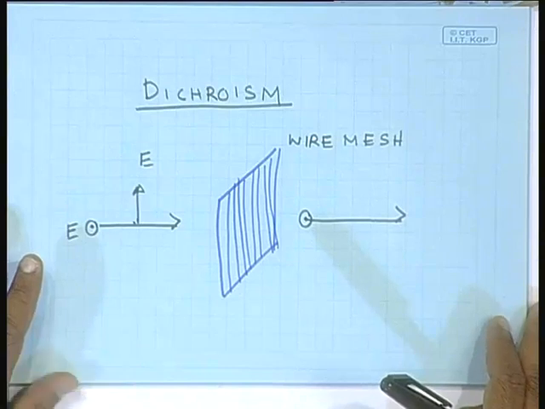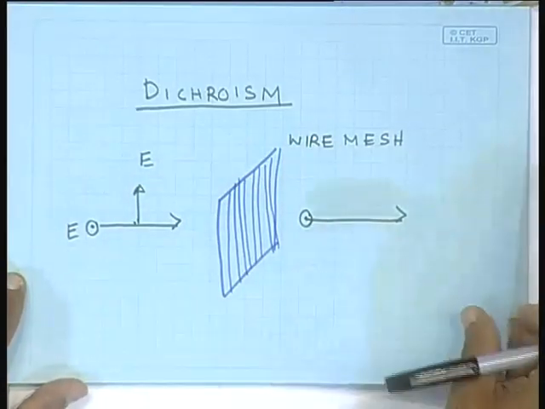It is possible to construct such wire meshes easily for radio frequencies and microwave frequencies, where the wavelength is large. The spacing between the wires in the wire mesh should be smaller than the wavelength, considerably smaller than the wavelength. So, these wire meshes are useful in, say, radio communication. If you want to receive only a particular polarization, you can put such a wire mesh in front of your antenna, and it will allow only a particular polarization to pass through.